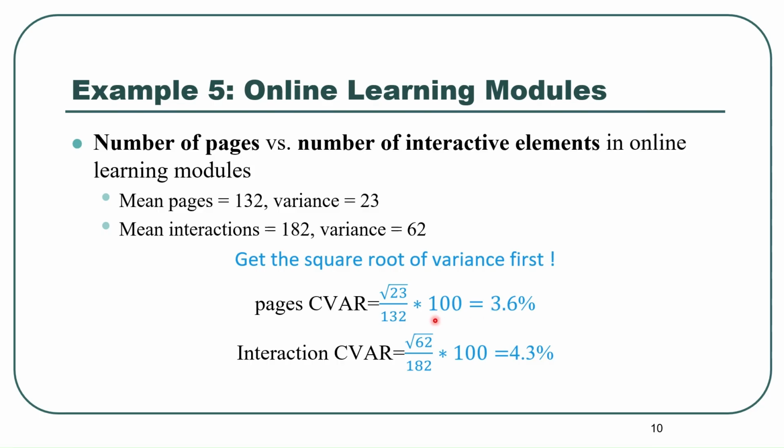So this means that the number of pages has lower variability compared to the other one, which means it's more stable, while the other one has some modules that are rich and some others that are sparse, so the variability here is higher.